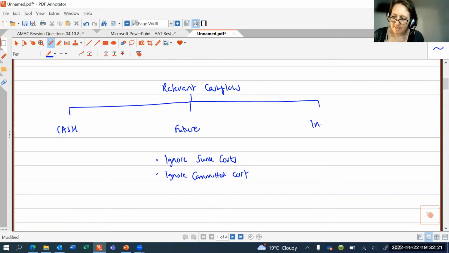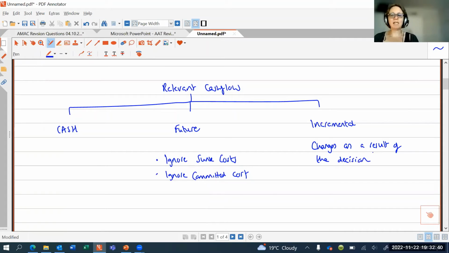And lastly, must be incremental. And incremental means that this cash flow changes as a result of the decision. So if I'm thinking about buying a new machine, I'm only interested in cash flows that are going to happen if I go ahead and replace my machine. Any cash flow related to anything else, I'm not interested in. I'm simply interested in the cash flows where I'd say, if you change the machine, it will cost you this much. If you change the machine, you'll receive this much. That's all I want to know. The cash flows relevant to this decision.